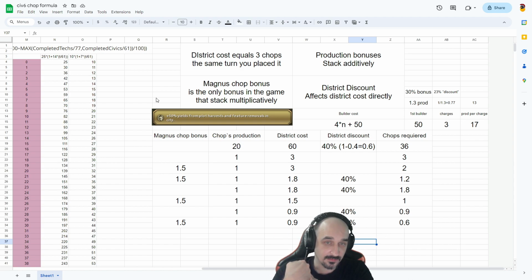In some games, they stack multiplicatively, like 50% production and another 50% production gives you not 100% but 125%. In Civilization, it is a different case, it always stacks additively, except for Magnus. We'll talk about it slightly later. So why is the production bonus so bad? It used to be awesome.